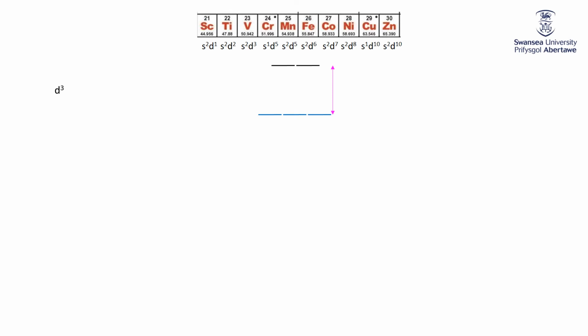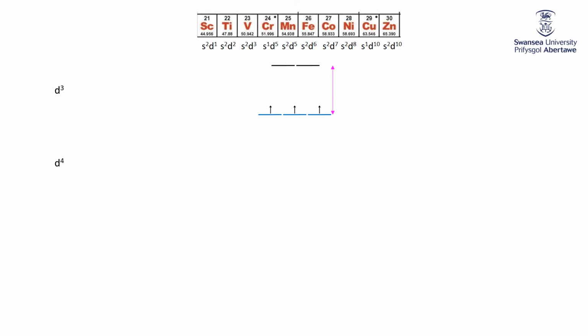Start off with D3, right? So this would be a metal or a metal cation that has 3 d electrons. Well, you can see that when you put those 3 electrons into these d orbitals, it's easy. 1, 2, 3, going into the 3 lower energy ones.